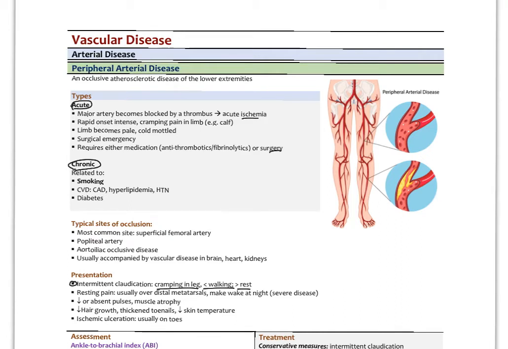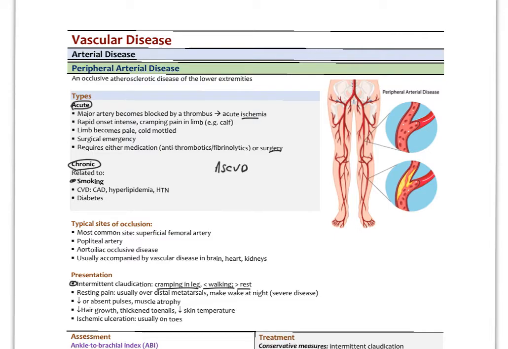Okay, the chronic would be more associated, again, with the intermittent claudication. And we see this more connected with things like chronic smoking, having an increase of any of those atherosclerotic cardiovascular disease risk factors. This is a type of ASCVD, atherosclerotic cardiovascular disease. So everything I spoke about in the previous videos on that would apply here.